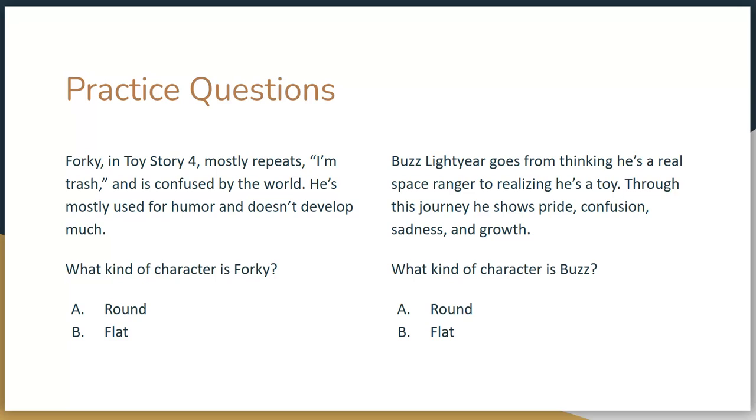Hopefully you identified that Buzz is a round character. Again, the second sentence is what helps show us that. It says, through this journey, he shows pride, confusion, sadness, and growth. Growth is a big key word there. Remember, round characters have lots of personality traits, and there's lots of different things that motivate and push them in the story. And so for him to show growth is a big indication that he is a round character because he's done some changing and some growing throughout the story.